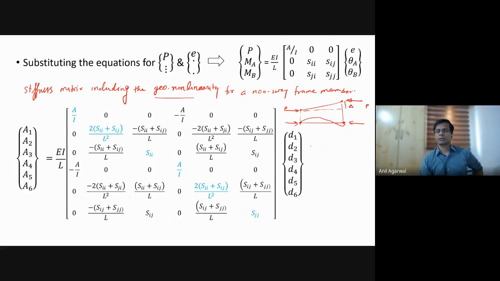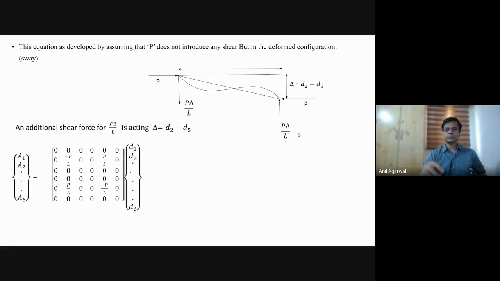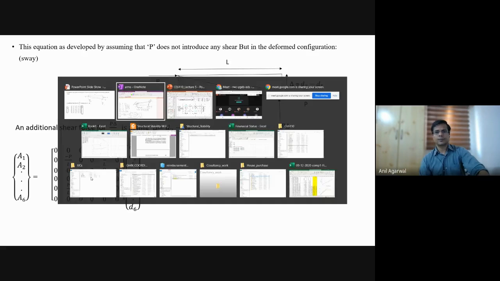And what was happening? Where was that P delta effect coming in? Into the force that is acting in the second and fourth degree of freedom. This is the second degree of freedom, this is the fourth degree of freedom. In these degrees of freedom, some lateral force was additionally there. So that P delta by L and P delta by L, we can add, or we can write it in this form.